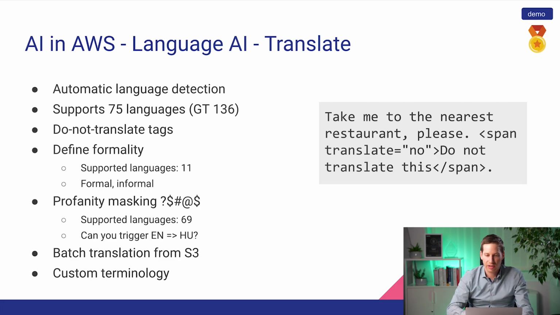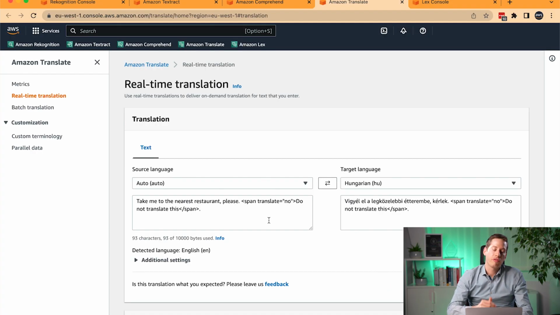So let's have a look at Amazon Translate. Here I define the translation to Hungarian. Take me to the nearest restaurant, please. At the end of the text, there is a "do not translate this part", which is not translated.